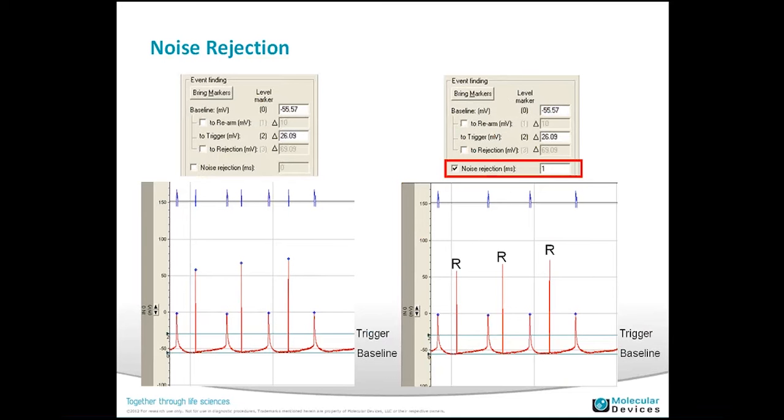Now I also talked about the noise rejection in the previous slides. So in Clampfit, in the first source detection, we have the noise rejection that I'm talking about, where you can set the number in milliseconds. As we know, normally the duration of the noise is very, very small relative to the duration of the action potential. So in this case, I set 1 millisecond. So if the noise duration is less than 1 millisecond, that will be rejected. So you can see here, if I don't check the box of noise rejection, all those spikes will be accepted as events. Now, if I set 1 millisecond here, all those 3 noise spikes will be rejected.